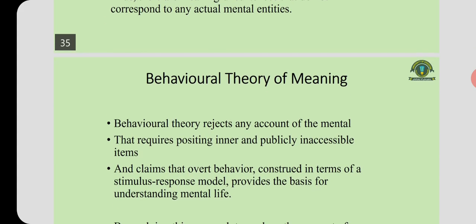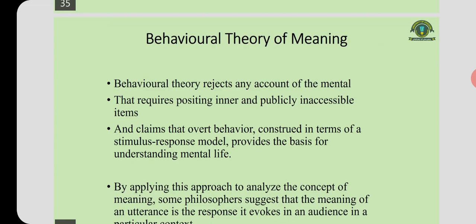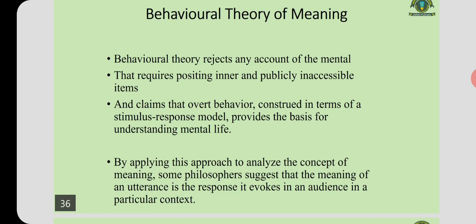So the next one is the behavioral theory of meaning. The behavioral theory rejects any account of the mental. It describes the behavior of individuals. And behavior is basically a changing mood from time to time, from person to person, that requires positing inner and publicly inaccessible items, and claims that the overt behavior, constructed in terms of a stimulus-response model, provides the basis for understanding mental life.